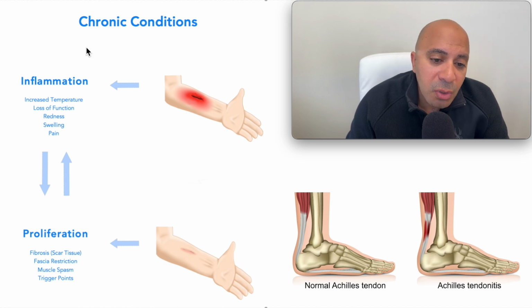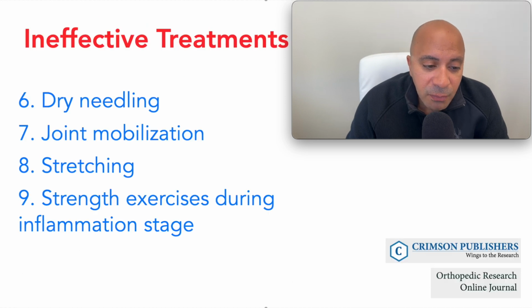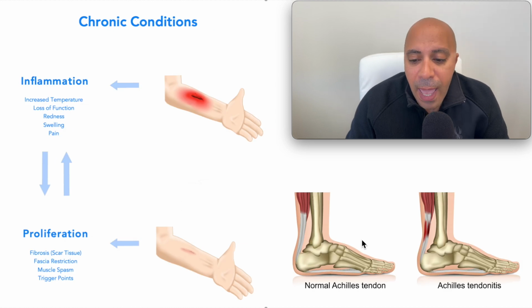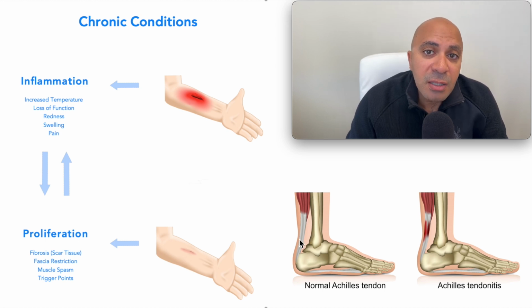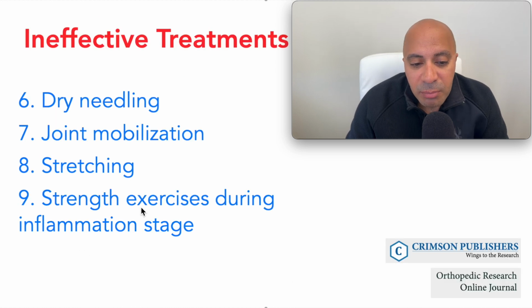So in order to treat the root cause of the problem, we really need to look at it from an inflammation and proliferation perspective. Joint mobilization, which is moving the joint by itself. When we look at the healing cycle, the problem is actually in the musculoskeletal system. So moving the joint is not really relevant to Achilles tendonitis, because the problem is in the muscular tendon system, not the bone.